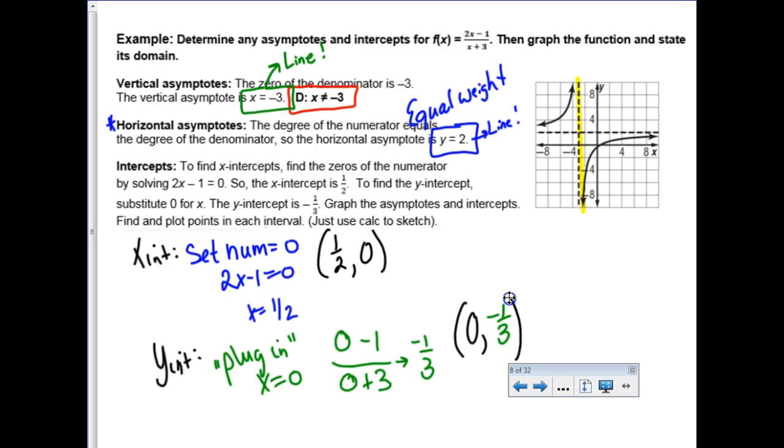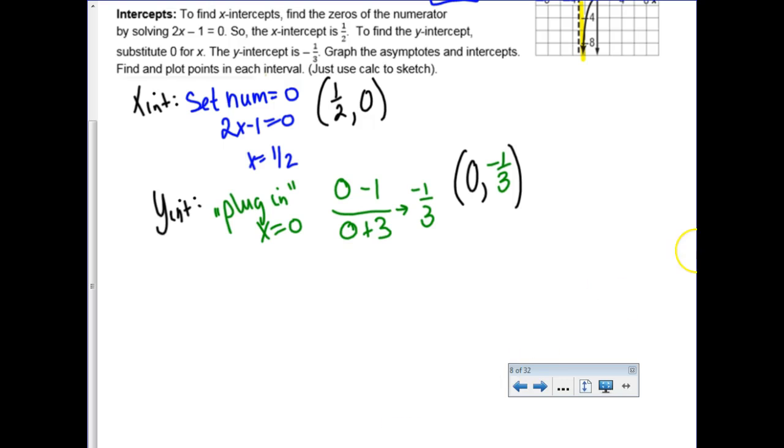Have you noticed I haven't grabbed my calculator once? Because you're going to have to do this on Friday's no calculator test, okay? I know people in the back can't see. Can you see now? So here's where I wouldn't ask you to move on a no calculator test.